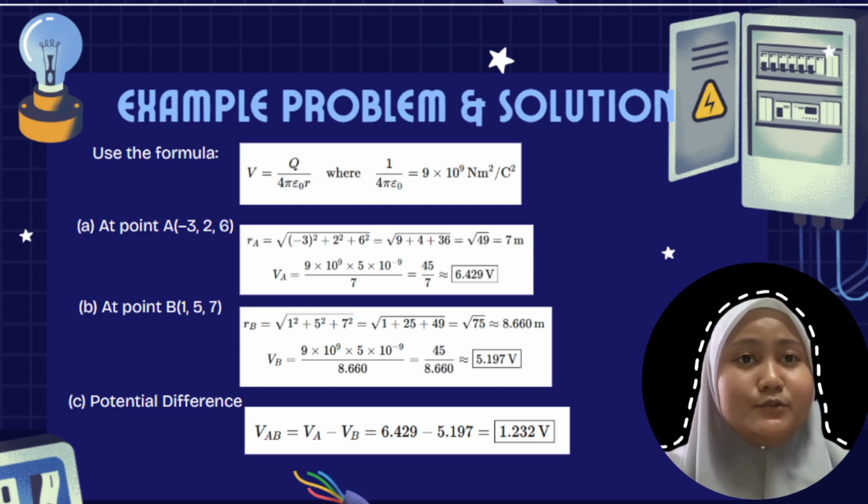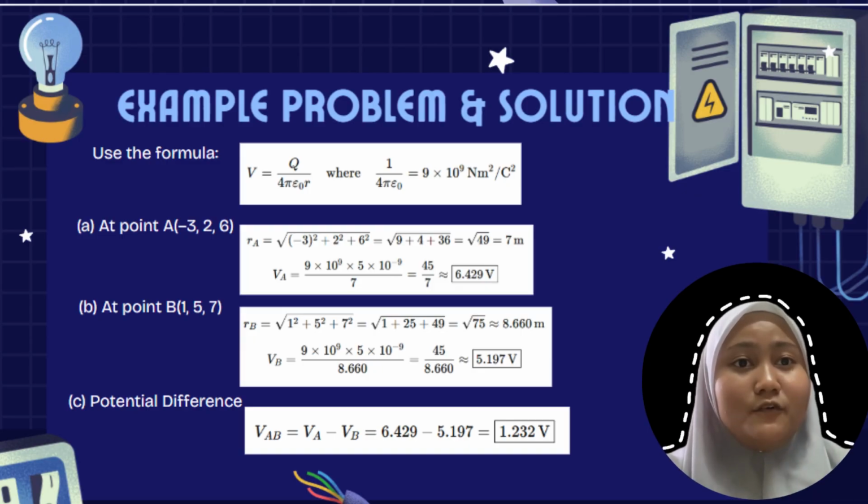V equals Q over 4 pi epsilon naught r, where 1 over 4 pi epsilon naught is equal to 9 times 10^9. For point A, the distance from the origin is 7 meters. So V_A is 45 over 7, which is equal to 6.429 volts. For point B, the distance is approximately 8.66 meters. So V_B is 45 over 8.66, which is equal to 5.197 volts.